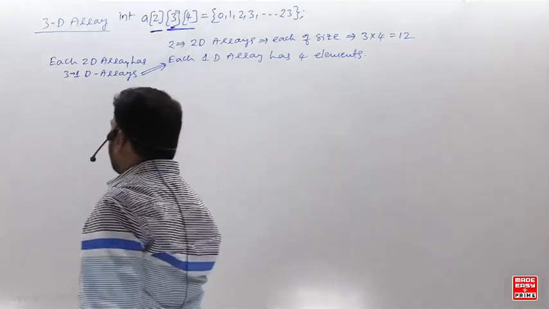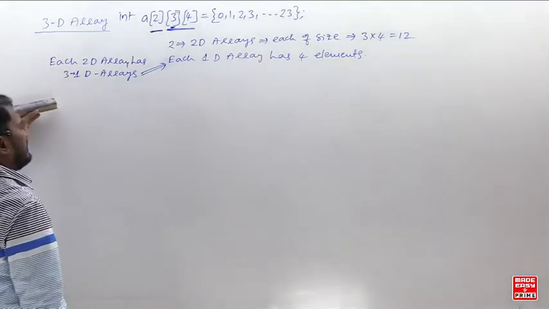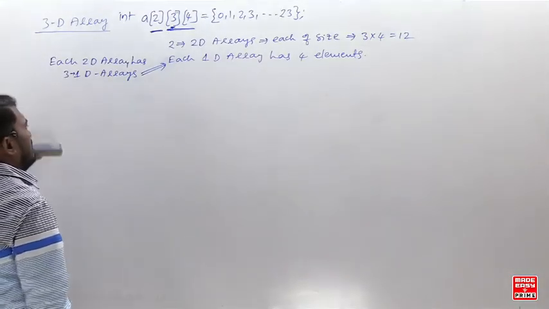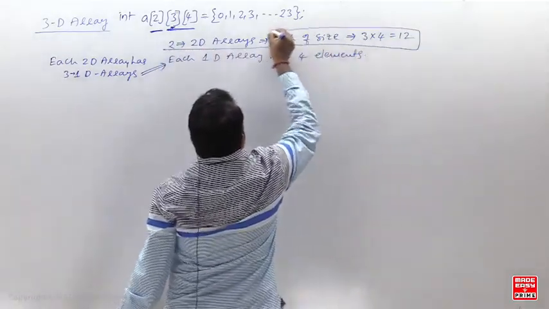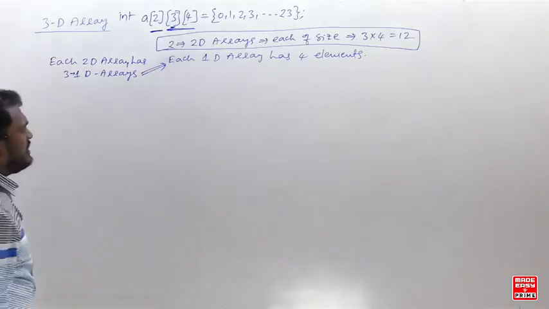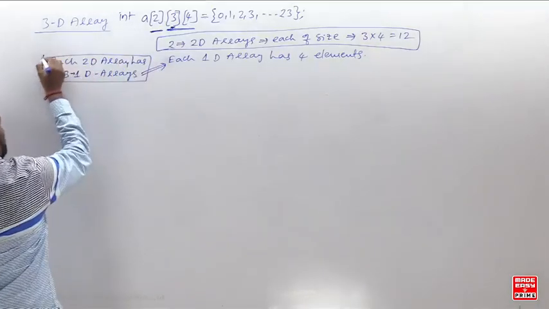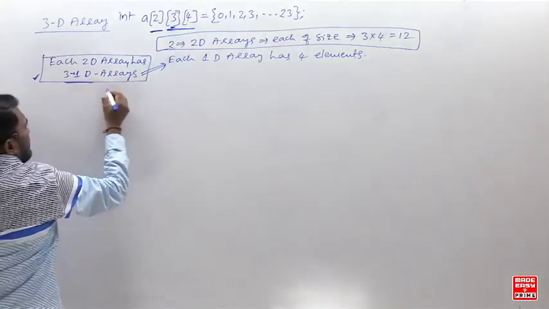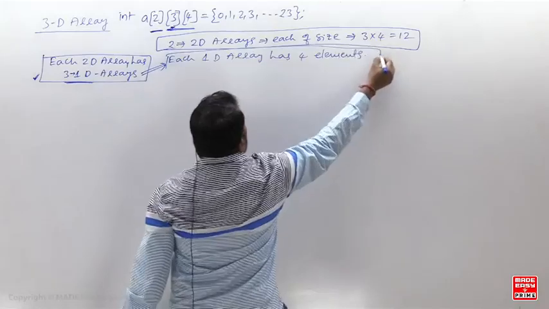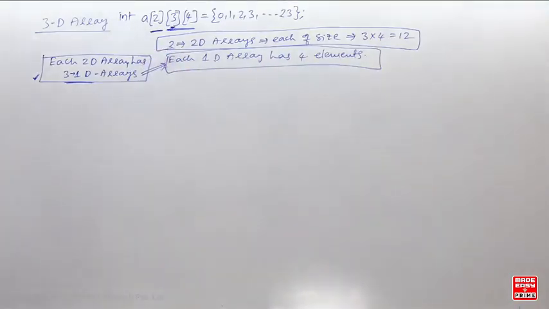Abhishek, audio is clear from our side, so check from your end. I think all of you copied this. Just copy in the same manner. First copy this: you have two 2D arrays, each of size 3 into 4. Next, each 2D array has 3 1D arrays. And next, each 1D array has how much? 4 elements. Copied?